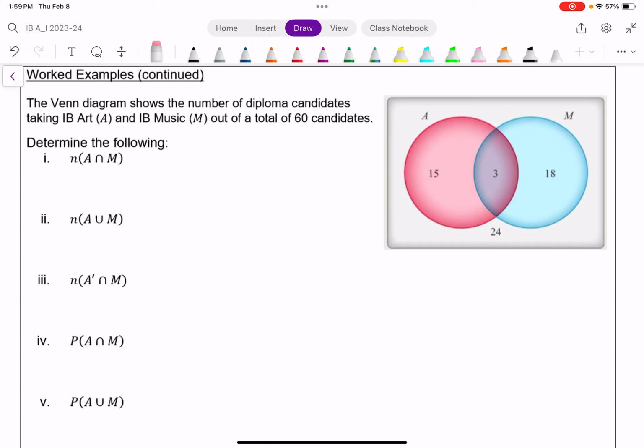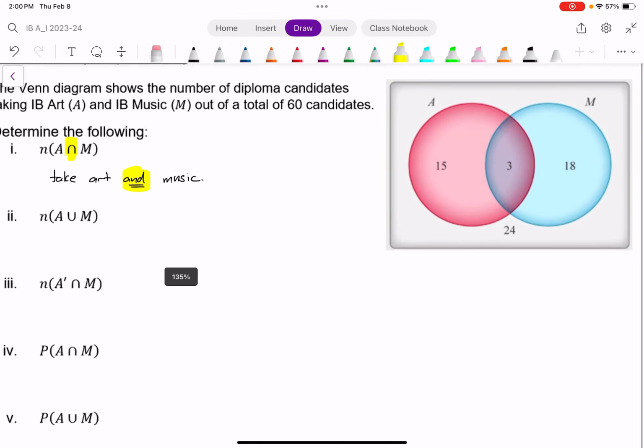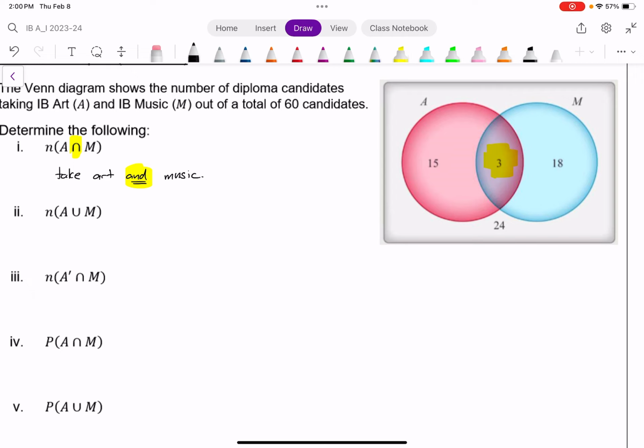And so for this, I want the number of A, and we call this the intersection of A and M. But what does that mean, the intersection of A and M? This means the number of students who are taking art and music both. That's what this means. Who take art and music. And in this case, quite often we can imagine this symbol here kind of representing the word "and" that I'm saying, both. So how many students take art and music? Just those 3. And so this equals 3.